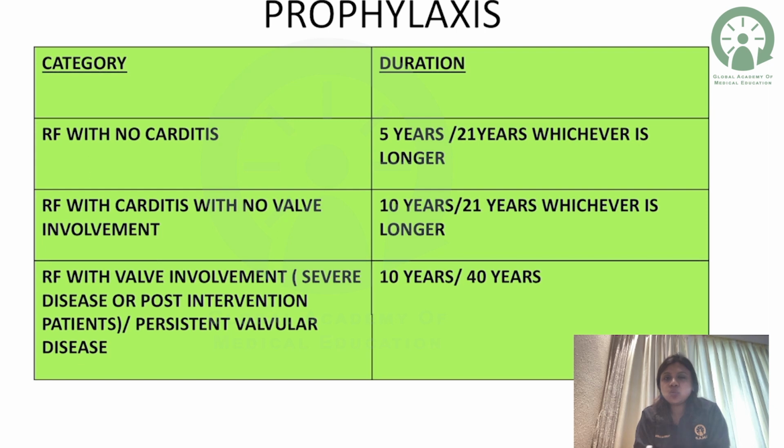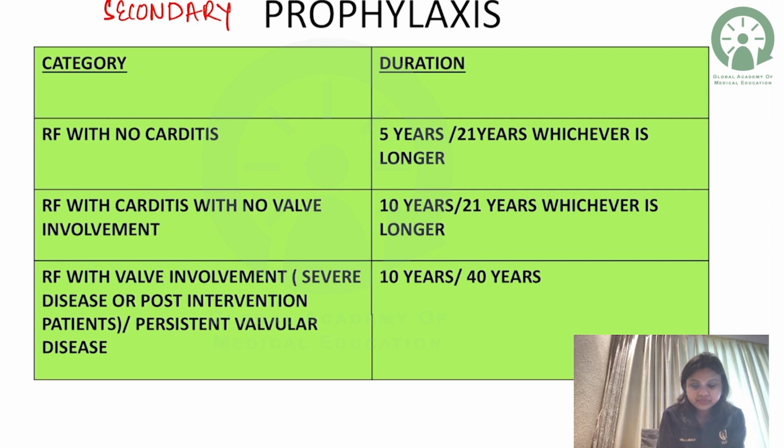So I'll not go into the detail of how you diagnose recurrent attacks of acute rheumatic fever, or what the echo criteria is. I'm not going into that. And how do you manage acute rheumatic fever? I'll just do another table on secondary prophylaxis, and the duration of secondary prophylaxis in case of acute rheumatic fever, because this is a very important question.